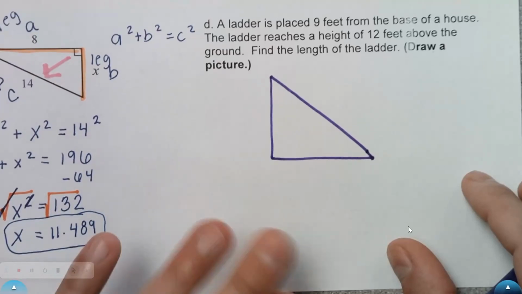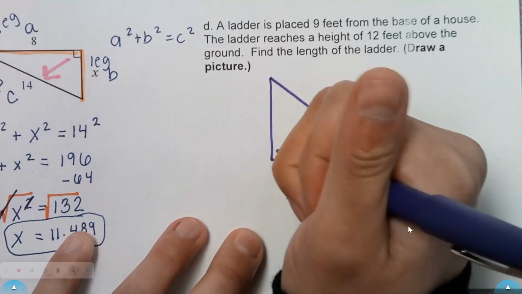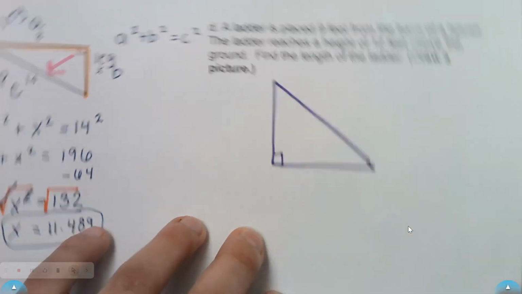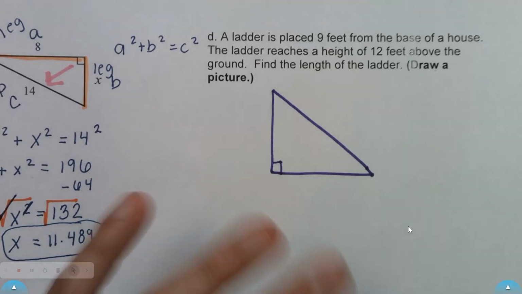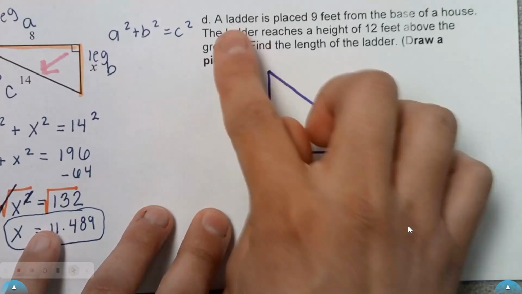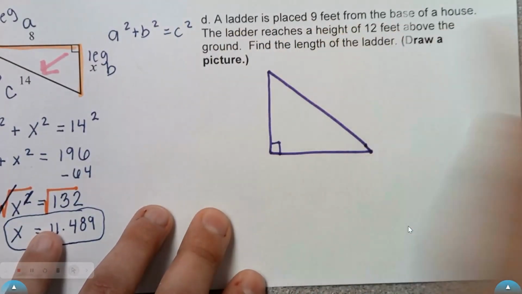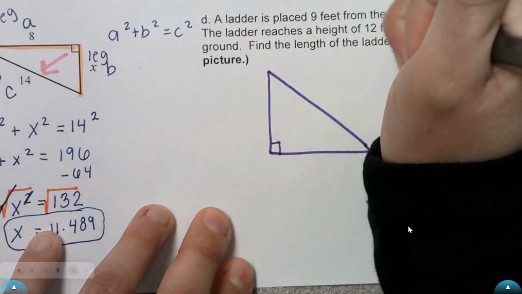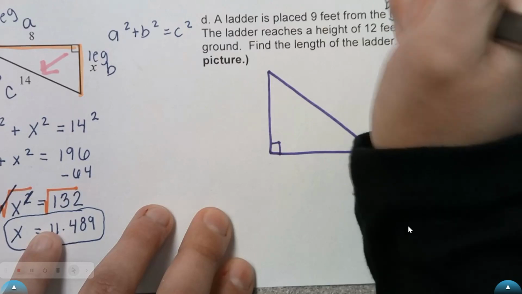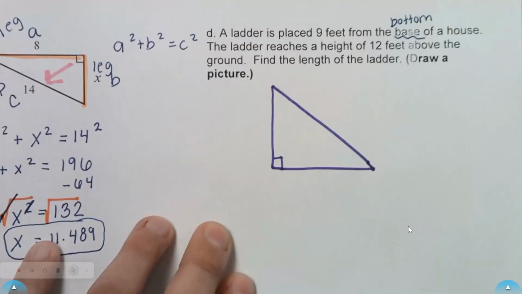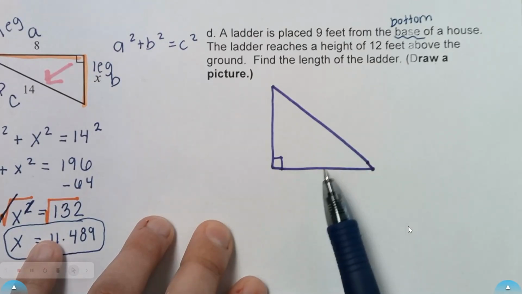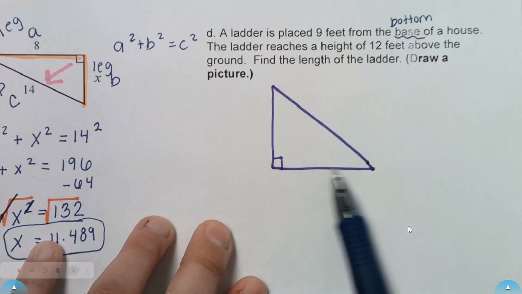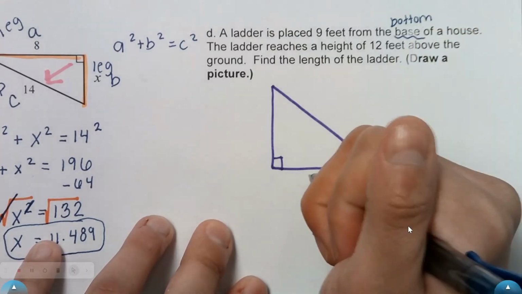All of these triangles are 90-degree triangles. So I'm going to place a little box right here representing the 90. Okay, let me look at the numbers and see where they go. It says the ladder is placed 9 feet from the base of the house. When you think of base, I want you to think of the bottom. So look at the 3 sides of your triangle. You have 1 side, 2 sides, 3 sides. The side that's on the bottom is this one right here. So that 9 feet will go down here.